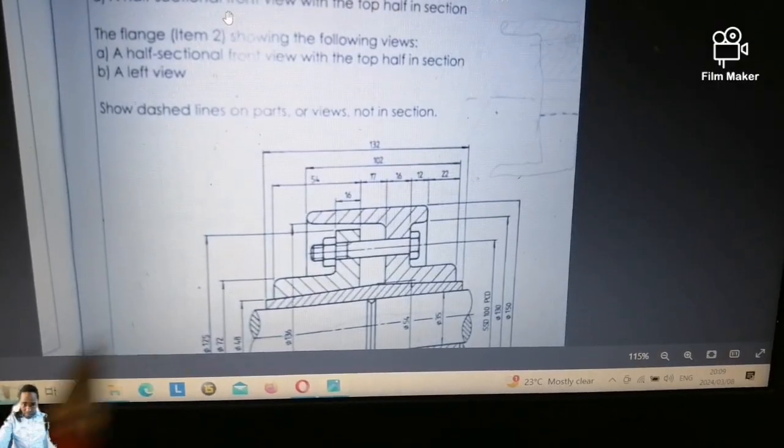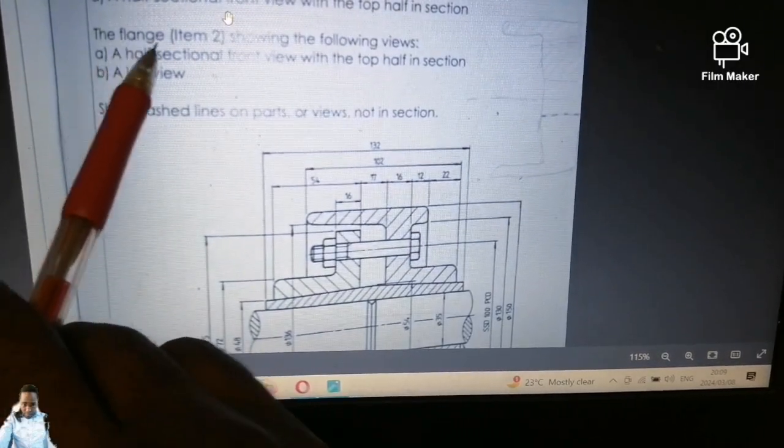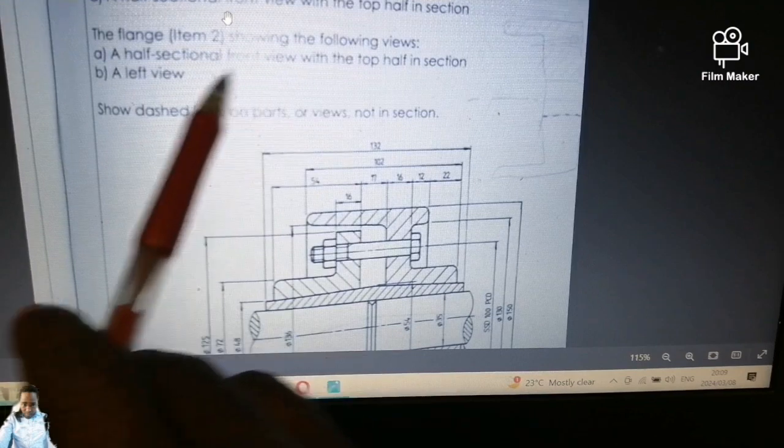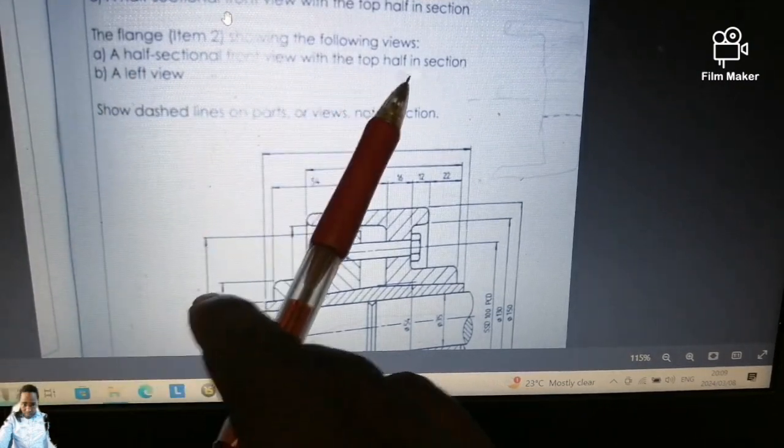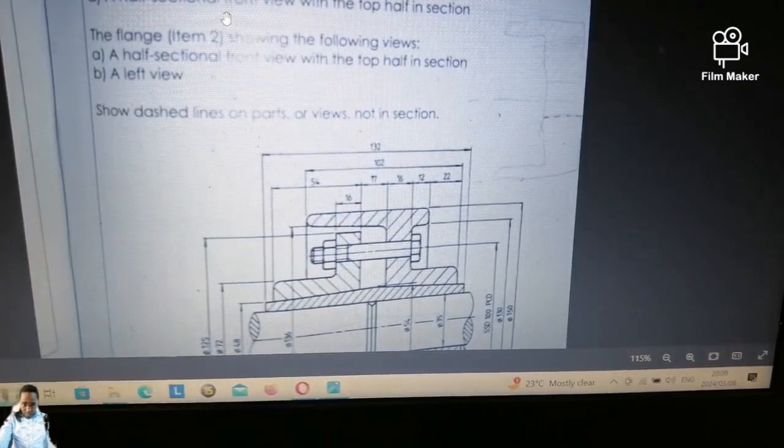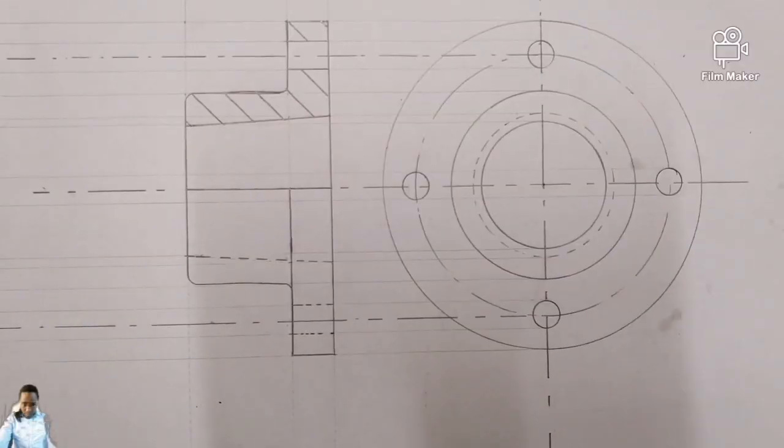So now number 2, they said flange item number 2 showing the following views: a half sectional front view with a top half in sectioning, and b, a left view, an outside left view, which is this one. So that was mechanical drafting.